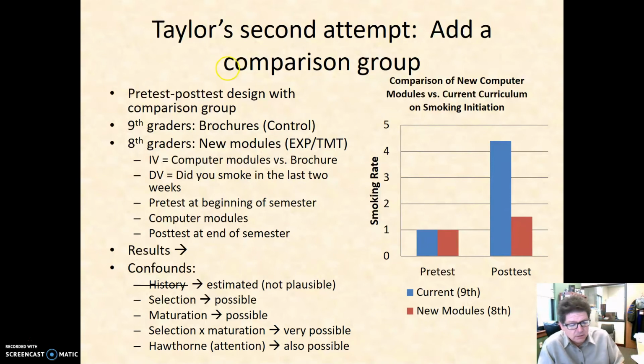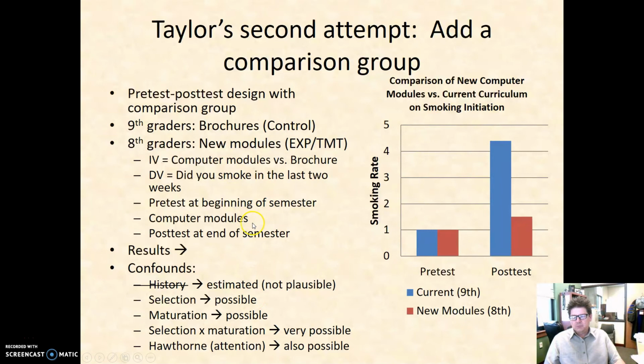her life easy, she decided to use the 9th graders as her control group, and the 8th graders got the new computer modules. So in this case, we've got a control or a comparison group, which is the 9th graders, and then the 8th graders who get the new or the experimental treatment. Right? The IV is similar. The IV is the computer modules. This time compared to the brochure. The DV, the dependent variable, the outcome is exactly the same. You know, it's did you smoke in the last 2 weeks.